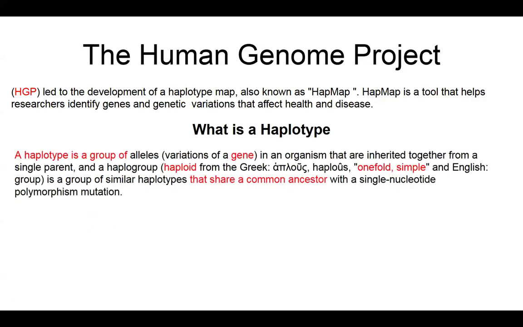A haplotype is a group of alleles. Alleles means various variations of a gene in an organism that are inherited together from a single parent. And a haplogroup, from haplo, the Greek meaning one-fold or simple, in English is a group of similar haplotypes that share a common ancestor with a single nucleotide polymorphism mutation.